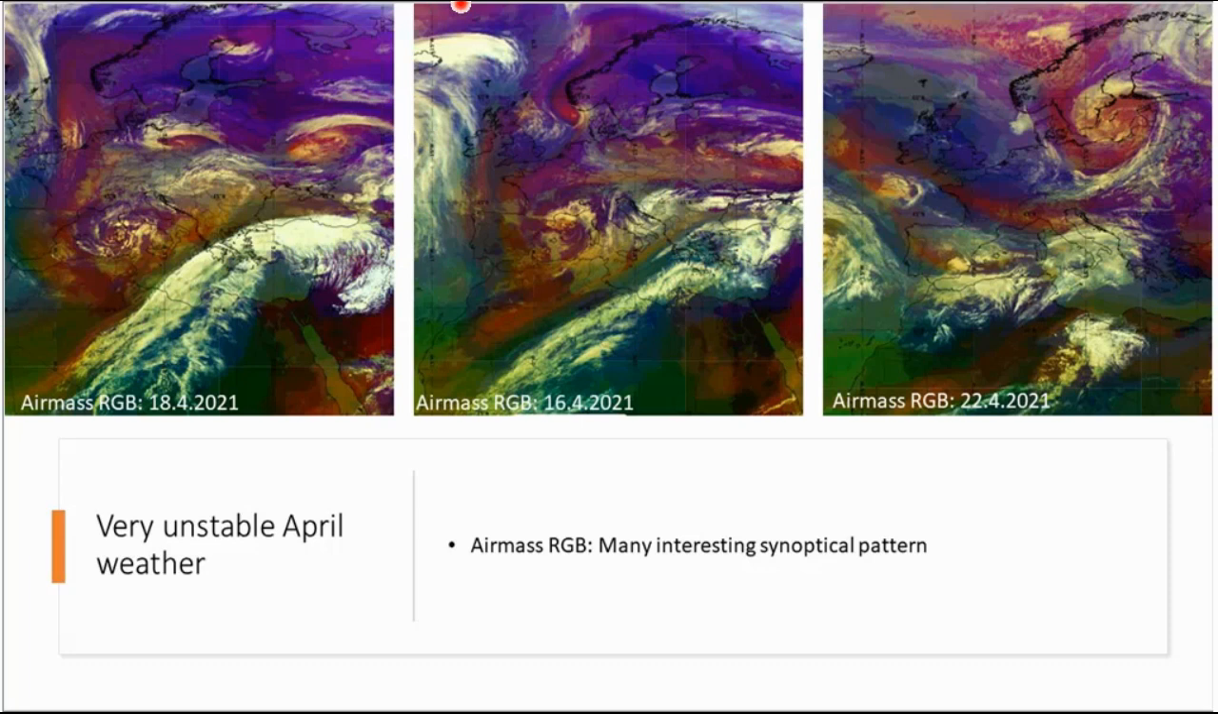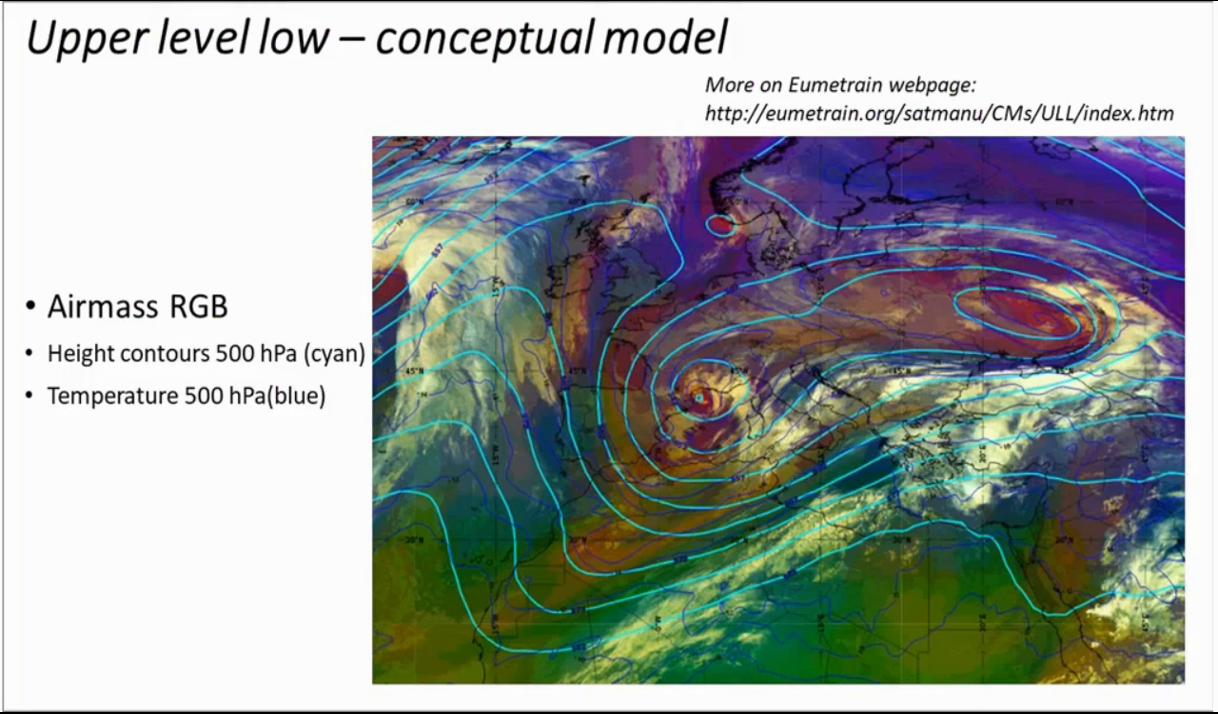All this gives us unstable, cloudy and rainy weather in Europe this April. But now I want to go into more detail on this day. I want to show you the upper level low and the conceptual model of the upper level low. More about the conceptual model of the upper level low you can also find on the EUMeTrain web page in SatManu. But here we will look at this upper level low on air mass RGB.